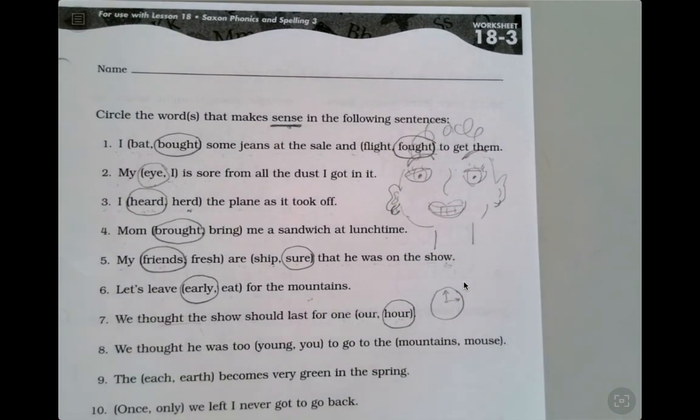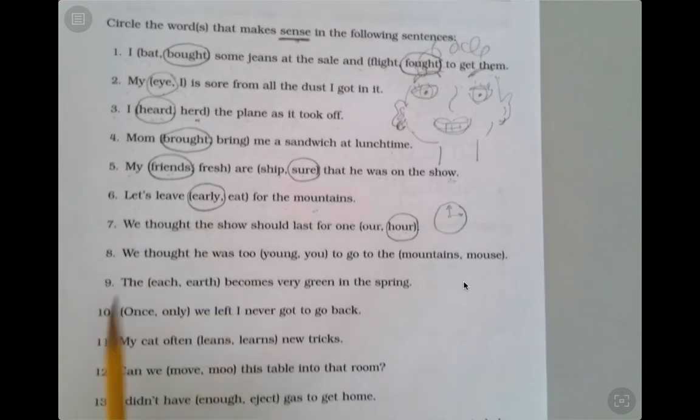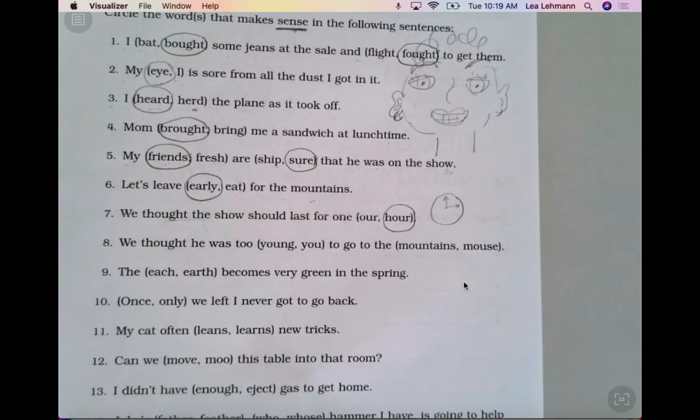All right, so 8 through 14, that is going to be your homework, okay? Go ahead, put those in your gold folder.